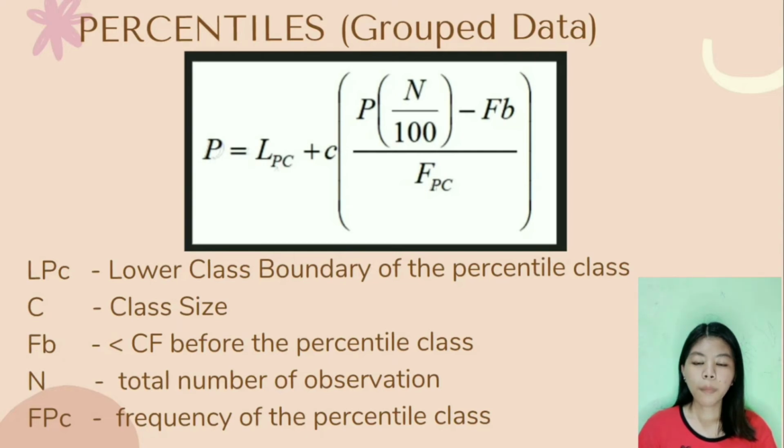P is equal to L sub PC plus C, open and close parentheses P, and open and close parentheses again, N over 100 minus F sub B, all over F sub PC, where L sub PC is the lower class boundary of the percentiles class, C is the class size, F sub B is the less than cumulative frequency before the percentiles class, N is the total number of observations, and F sub PC is the frequency of the percentiles class.